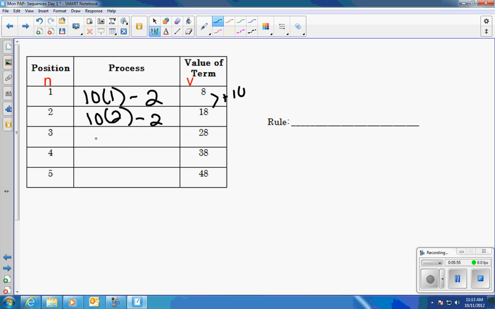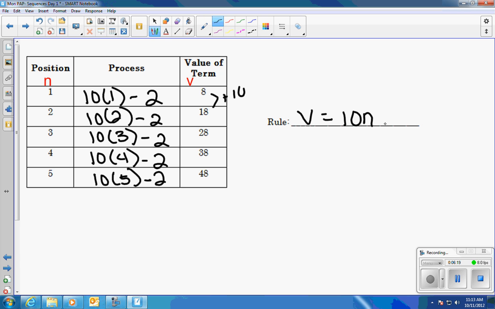So again, I'm going to subtract. 10 times 3, 30. Subtract 2 to get to my actual term. 10 times 4, again, it's a subtract 2. 10 times 5, that's 50. Again, subtract 2. So that means my value is going to equal 10 times the position number minus 2.